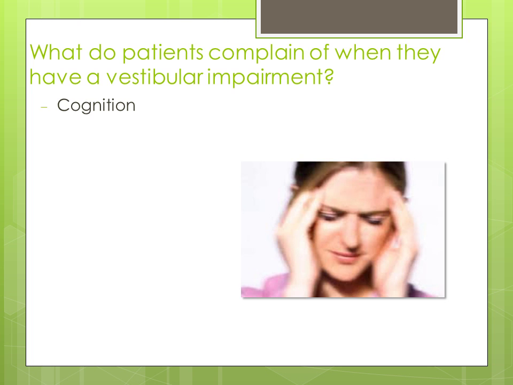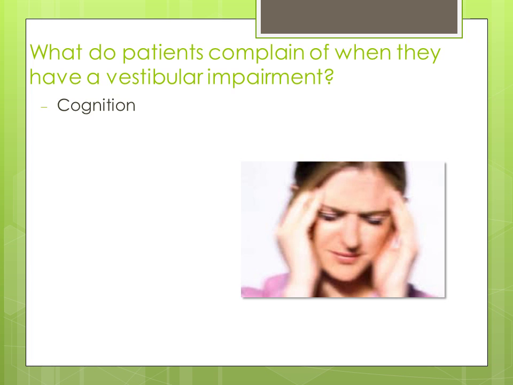Sometimes they talk about cognition as being not as sharp. Like they can't remember their kids' names, or they can't remember what they walked into the room for, and that's happening more frequently than usual. I tell them that's a normal side effect of having a vestibular impairment, because it is.